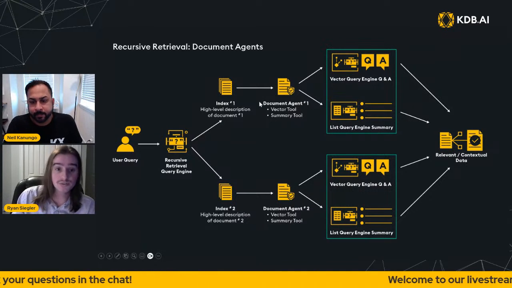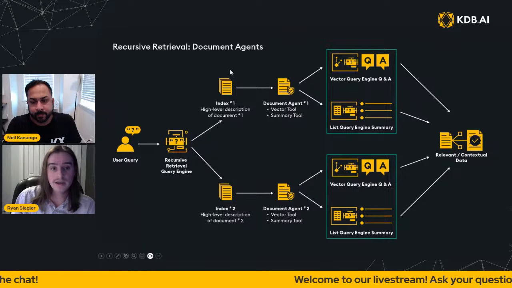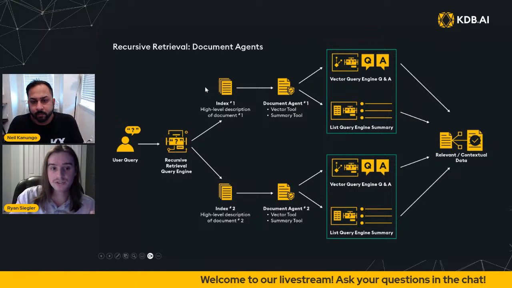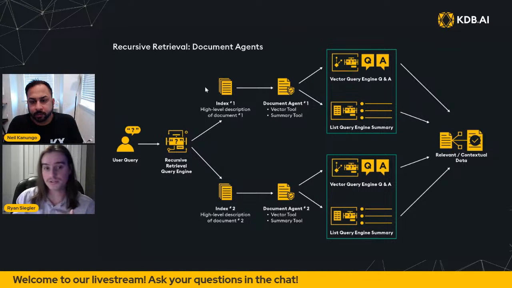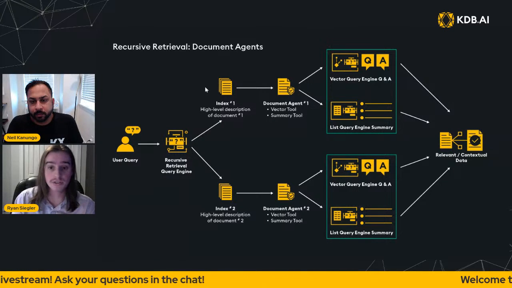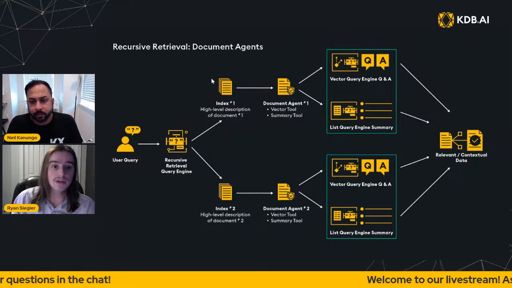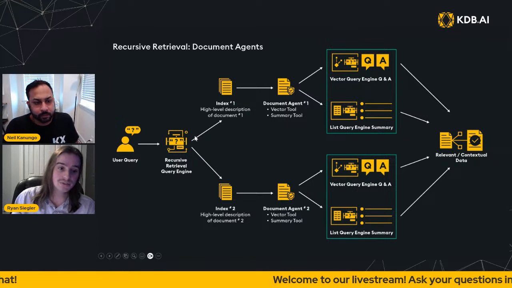The next part of this is we would put an index on front. And this is just a high level description of what each document is, maybe a title, a sentence or two explaining what this document is. And then we come back to the recursive retriever.